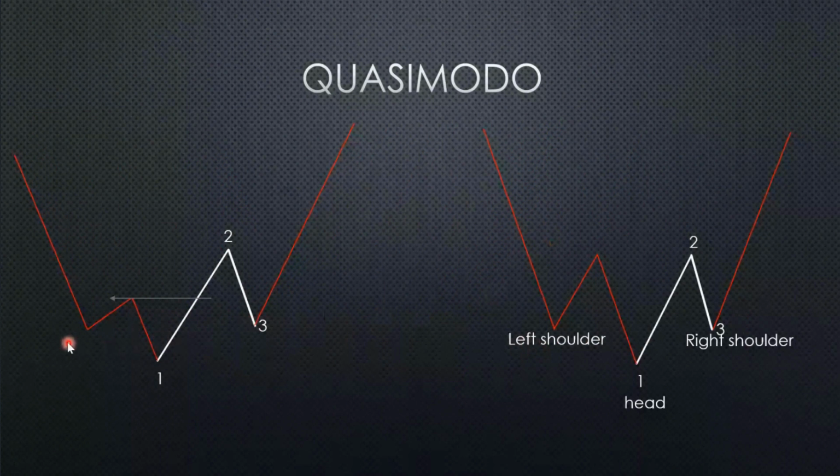Quasimodo has your left shoulder, head, right shoulder. In here we have the head and shoulders the same. It's got your left shoulder, head, and right shoulder there. But the difference here is your leg 1 to 2 doesn't need to break the left, the trend coming down. It doesn't need to break this. However, with the Quasimodo, you need that to happen and then the pullback. So I hold more weight with this one.